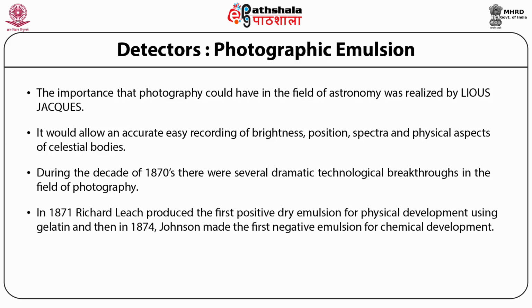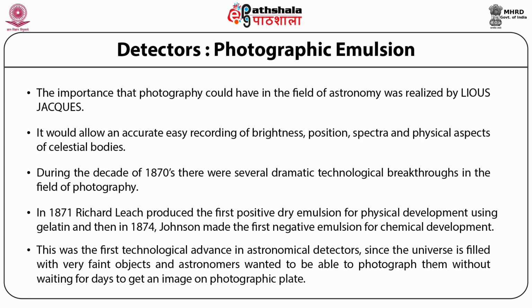In 1871, Richard Leach produced the first positive dry emulsion for physical development using gelatin, and then in 1874, Johnson made the first negative emulsion for chemical development. Later, Charles Bennett increased the speed, the sensitivity to light, of gelatin silver bromide emulsion by aging them at 32 degrees centigrade in a neutral medium. This was the first technological advance in astronomical detectors.